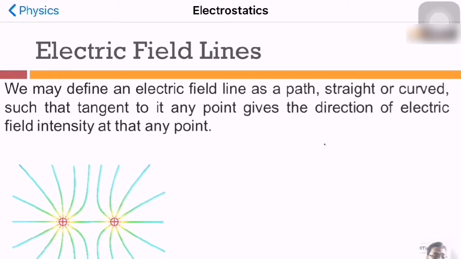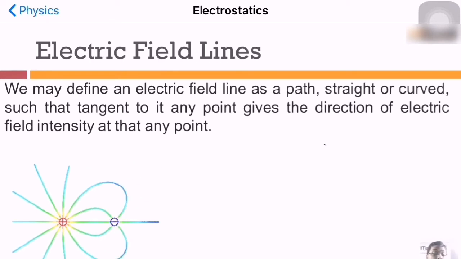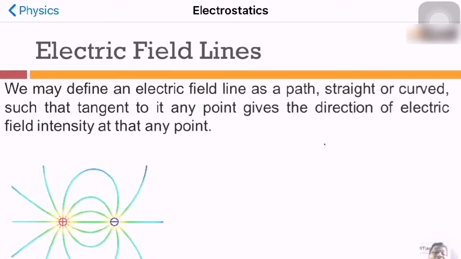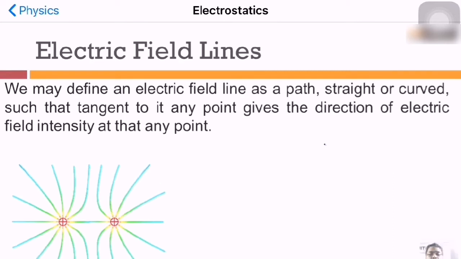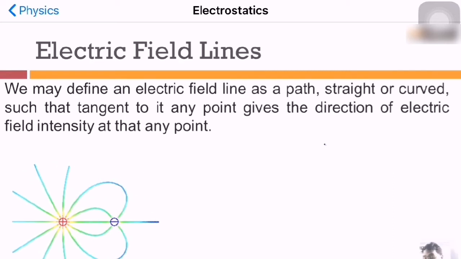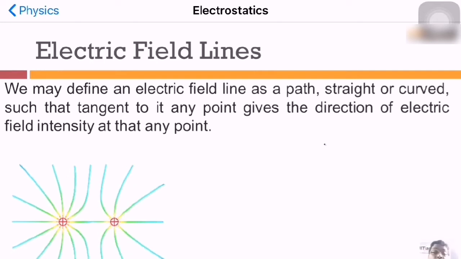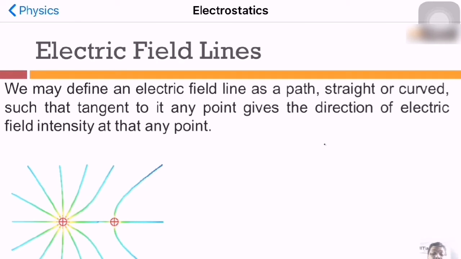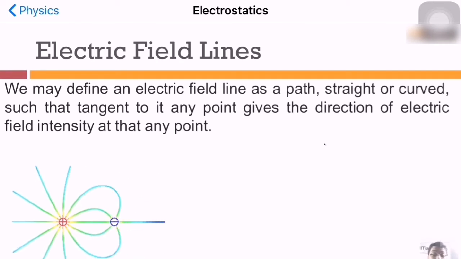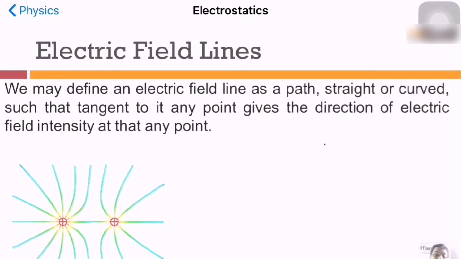Now, one thing to note here is that no two electric field lines can intersect. If you have two electric field lines intersecting, that means if you draw a tangent, there are going to be two directions of the electric field. That is not going to be possible. At any particular place, you cannot have two directions of electric field. These are vector quantities, so there is just going to be one single direction.